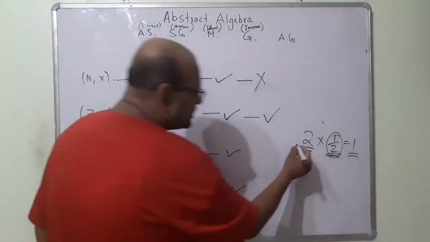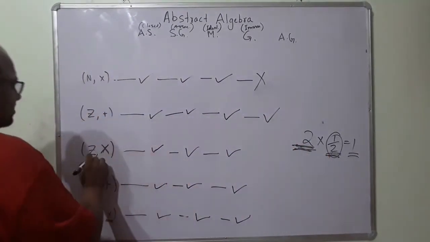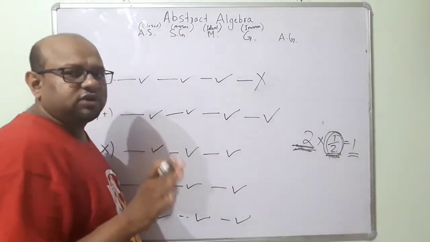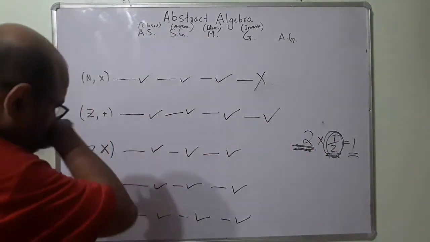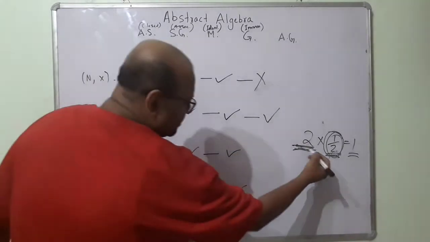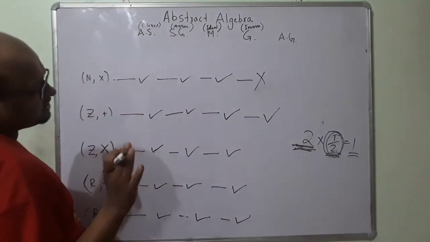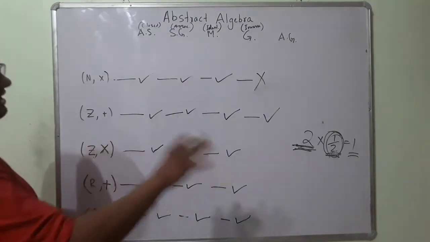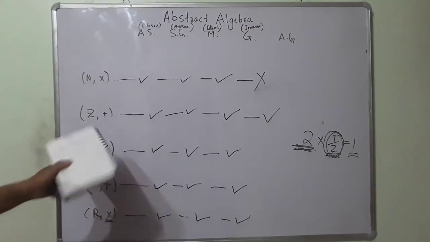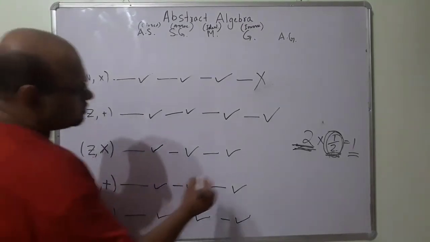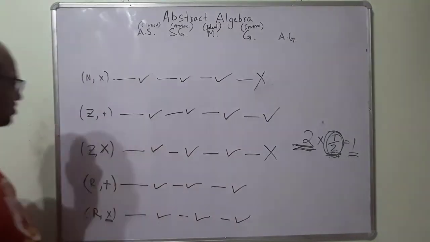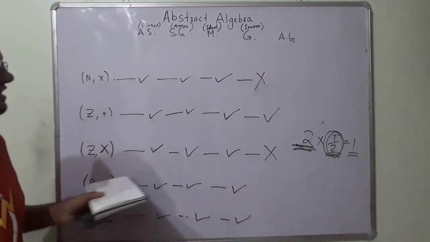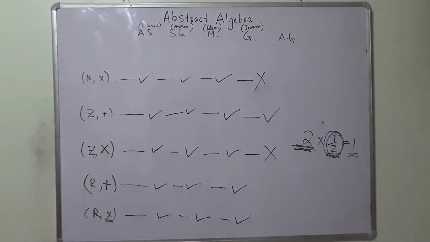Now 2 is an integer. It is coming from my set of integers. Its multiplicative inverse is 1 by 2. 1 by 2 is not an integer. So for every element in the set, the inverse for this operation does not belong to the set of integers. So this is not a group. This is a monoid at max.